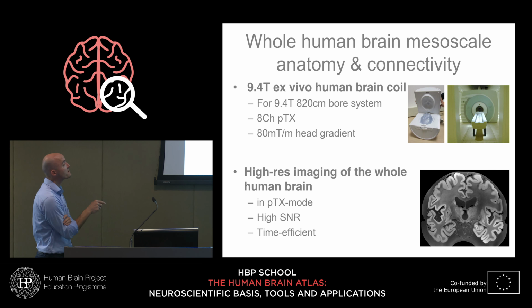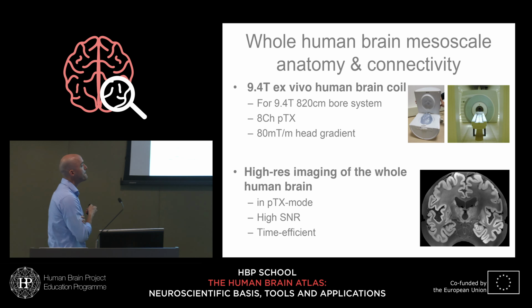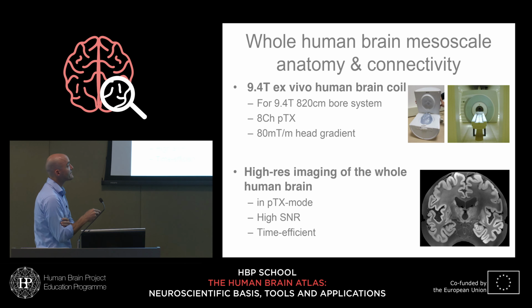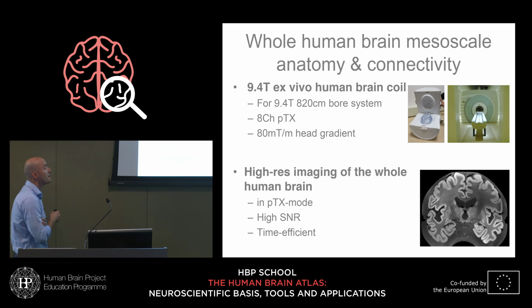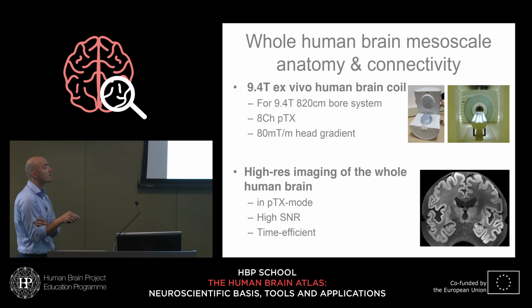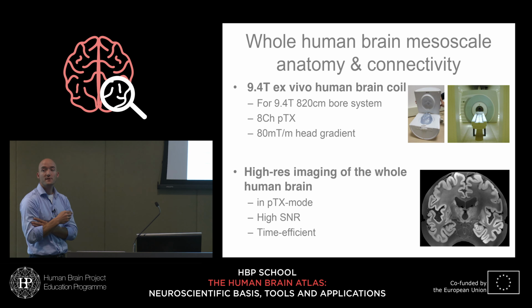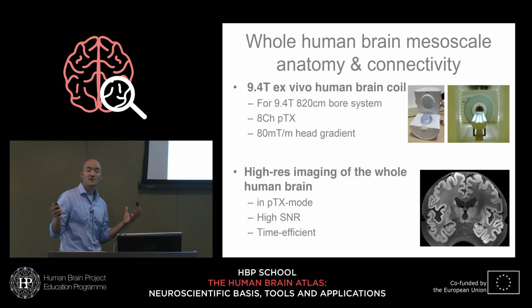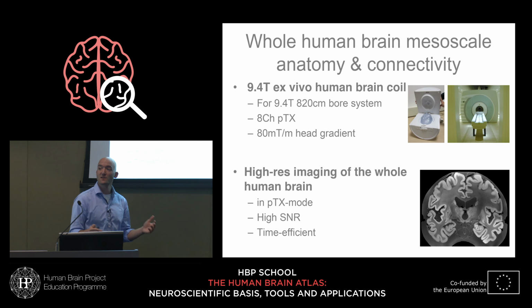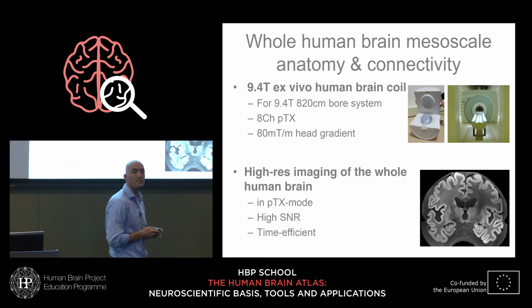And then we've also got quite a good gradient system in the scanner, which helps especially a lot for diffusion, which I'm going to talk about a little bit later. And then of course, in order to get that high resolution imaging of the whole human post-mortem brain, we want very high SNR, and we want that very time efficient, because the more SNR we can get from 80 hours of scanning in a weekend, the higher resolution we can push.